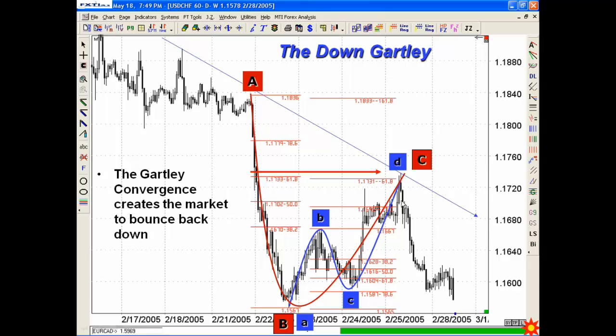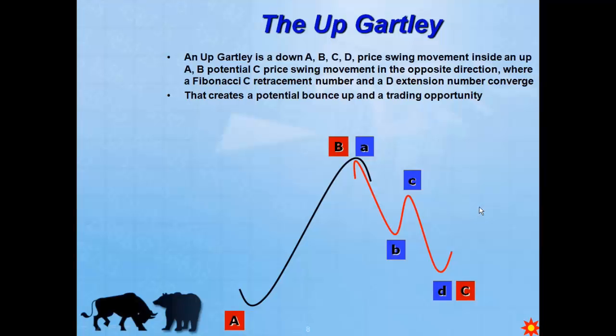See how the market went to the 786, the 618, it coordinated with the trend line. We would have shorted the market here, and look how we had a nice profit all the way down to its extension.